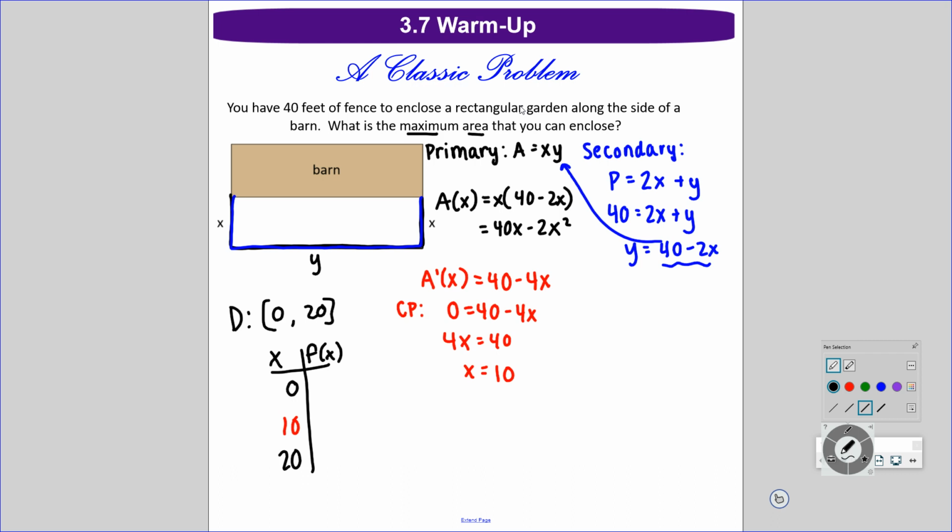And then if you plug these into your area, this one would give you an area of 0. This one gives you an area of 0. And this one gives you an area of 200. So obviously that's your highest, your max.